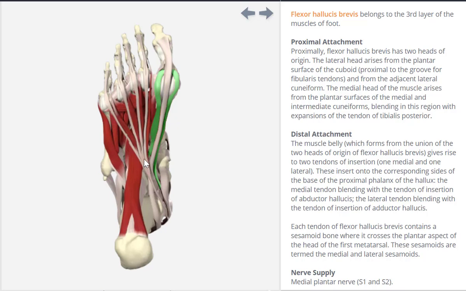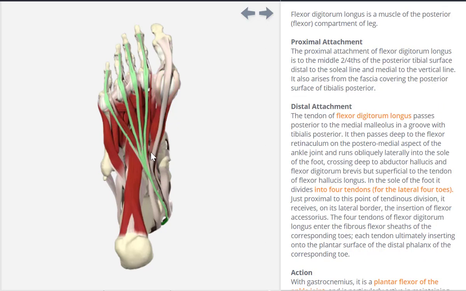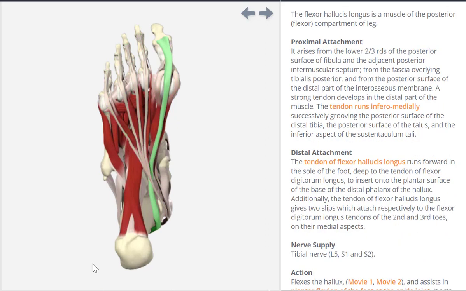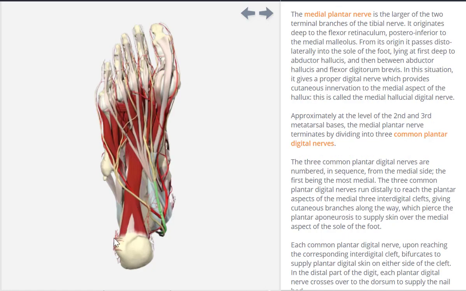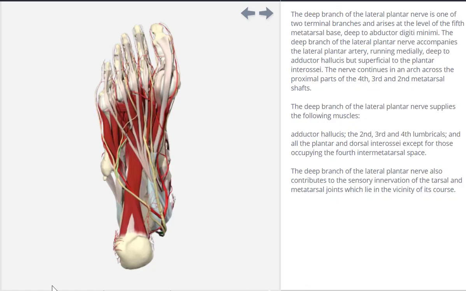These are now the tendons. You can see the tendons of flexor digitorum longus and flexor hallucis longus, and how they're hanging out between the sesamoid bones. Sesamoid bones are living inside flexor hallucis brevis. Medial plantar nerve and its various branches. Lateral plantar nerve. It has a deep and a superficial. You have to know that.